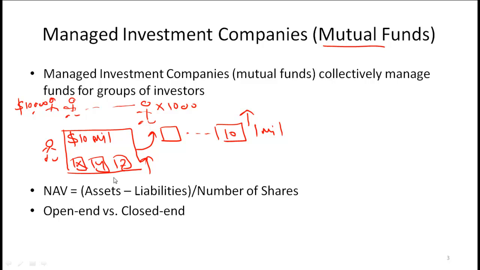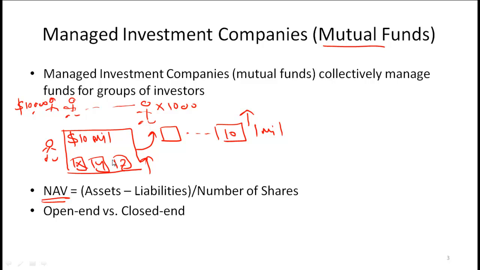Now, some important terminology in the context of a mutual fund. Perhaps the most important term is net asset value, or NAV. Anytime you look at a mutual fund prospectus, you will definitely see a number for the net asset value. And how is this calculated? It is simply equal to the total assets for that fund minus any liabilities divided by the number of shares.